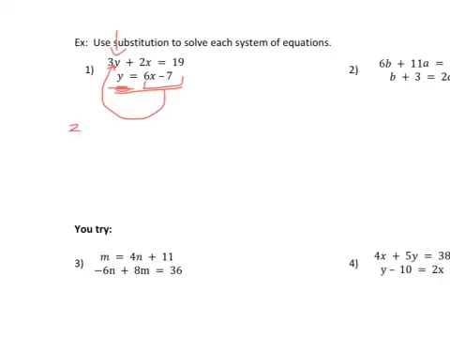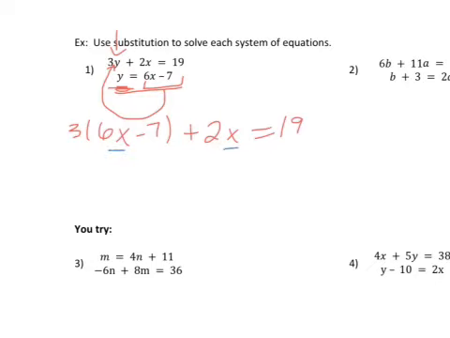That first equation is going to become 3, and now I'm going to substitute my 6x minus 7 in for y. And then the rest of that first equation stays the same. So I still have plus 2x, and then on the other side I have 19. What you'll notice now is that the first equation became a little messier than it was to begin with. But notice now I only have one variable in my equation.